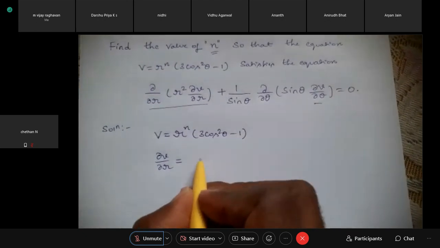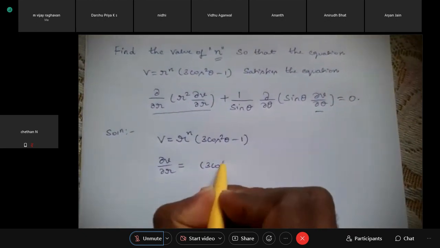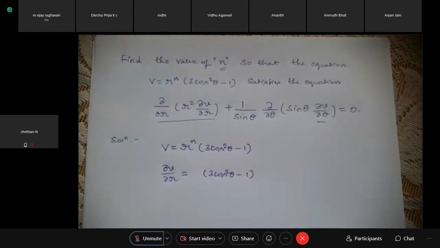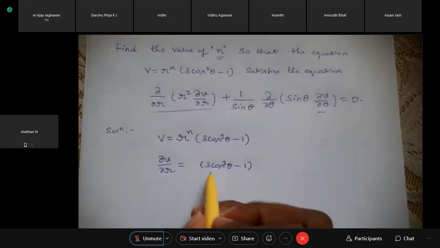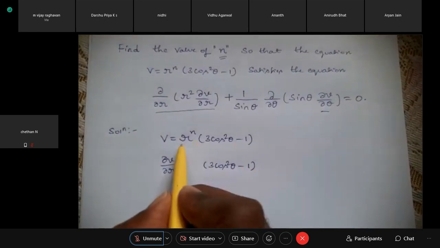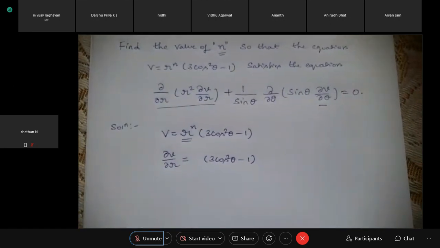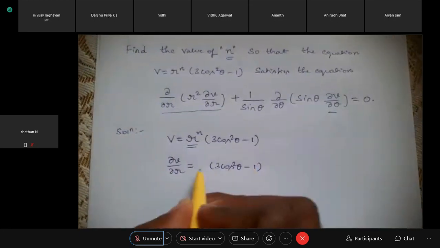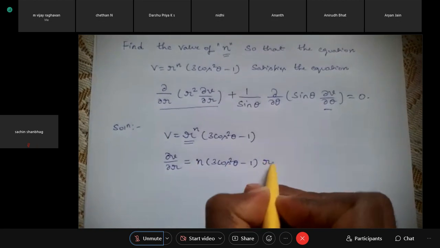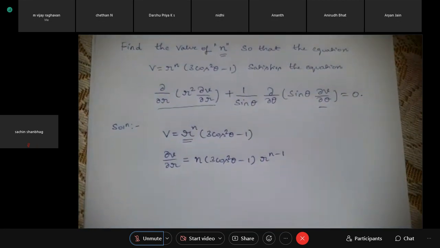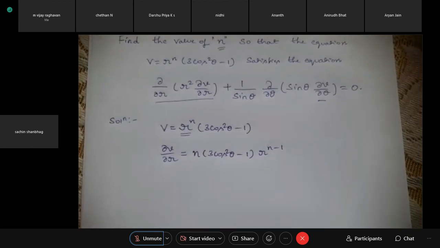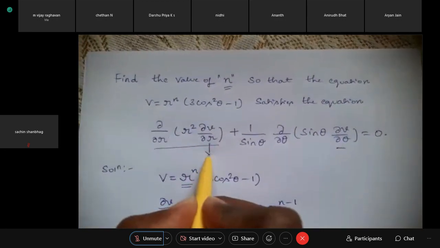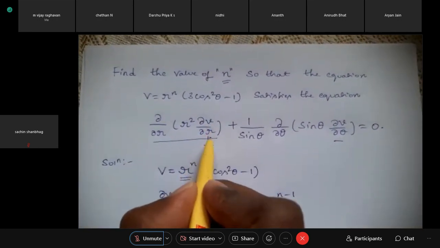Therefore, I can treat 3 cos square theta minus 1 as constant, and I just have to differentiate r power n. What is the differentiation of r power n with respect to r? It is n into r to the power of n minus 1. Anything else to be written? No. I just completed the differentiation of v with respect to r.